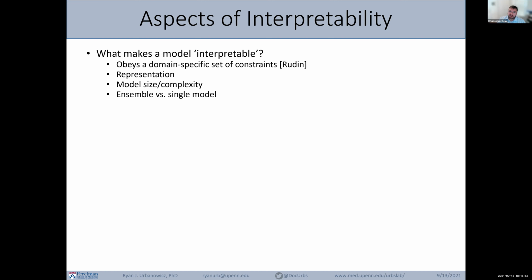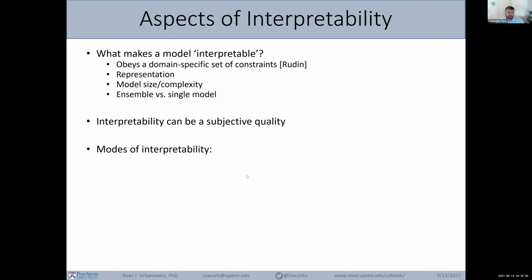And whether your model is just a single model or an ensemble of models that come together to form sort of a meta model. A simple example of that is a decision tree is a single model, a single tree. And a random forest is a whole collection of decision trees that collectively form an ensemble to make predictions using some kind of voting scheme. So in some ways, interpretability can be a subjective quality. And so that makes it sort of difficult to wrap your head around and distinguish from explainability. But for the most part, hopefully you get the gist.